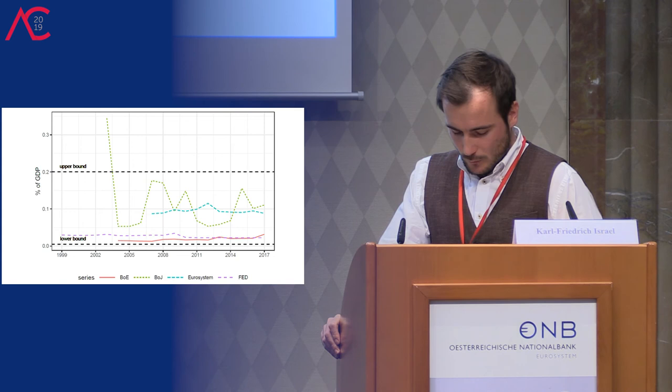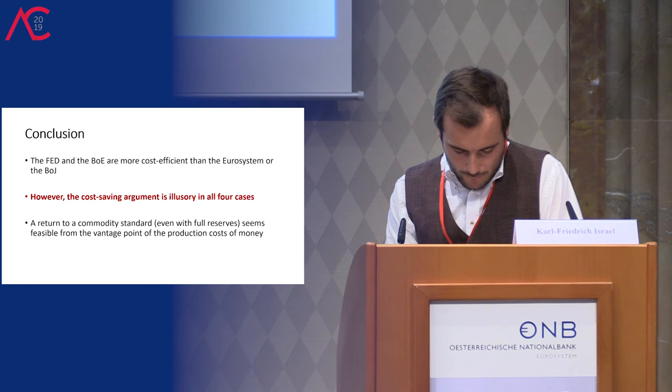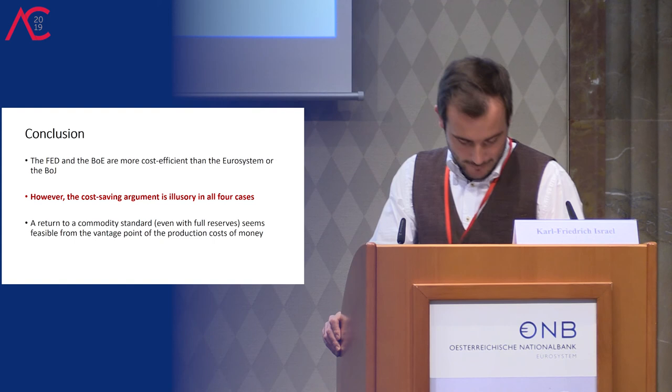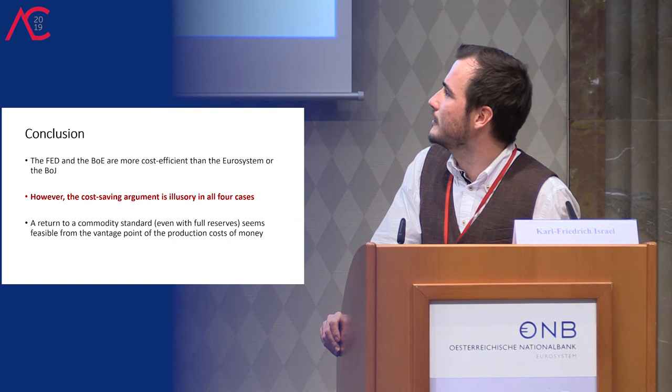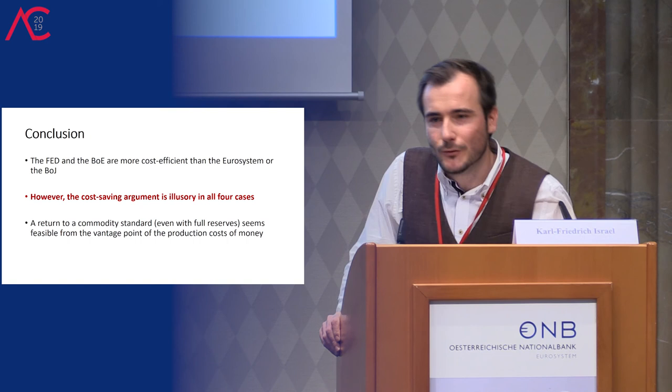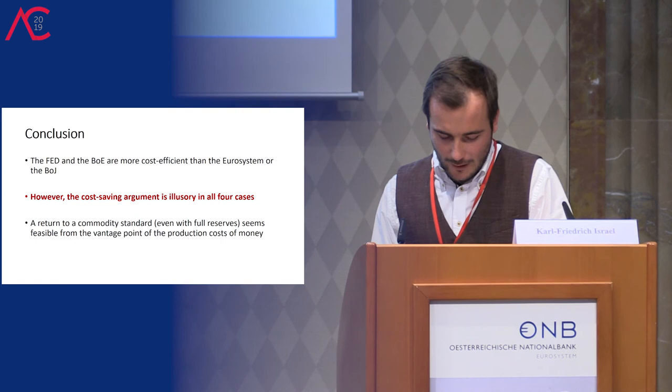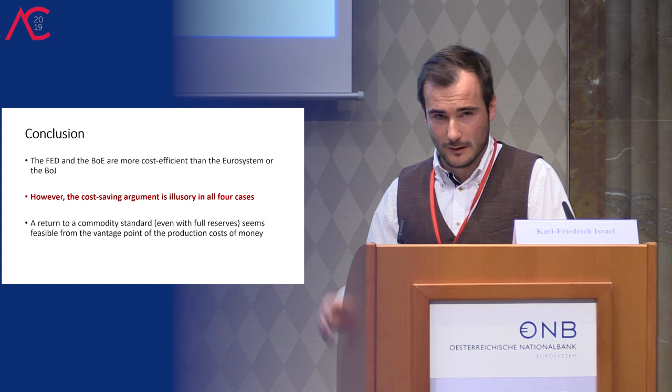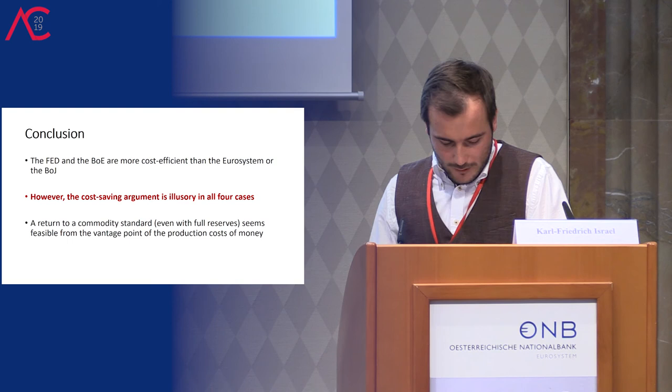Okay, so what do we learn from this little exercise? First of all, we've seen that the Fed and the Bank of England, for some reason, are more cost efficient relative to GDP than the Eurosystem and the Bank of Japan. But in every case, we see that the expected cost savings from a fiat standard and having a modern central banking system are not as high as expected. So the argument is illusory. The classical argument for fiat money is illusory, at least when we look at these historical cases.